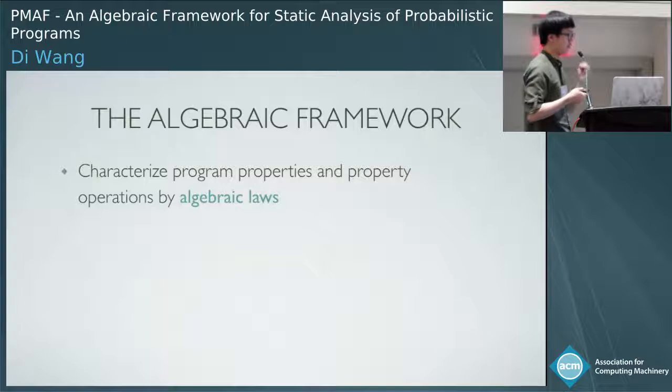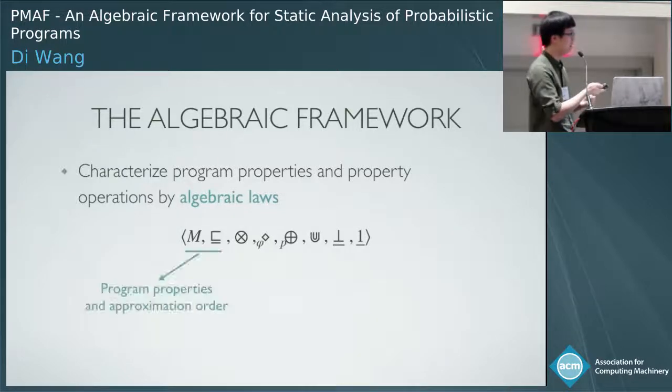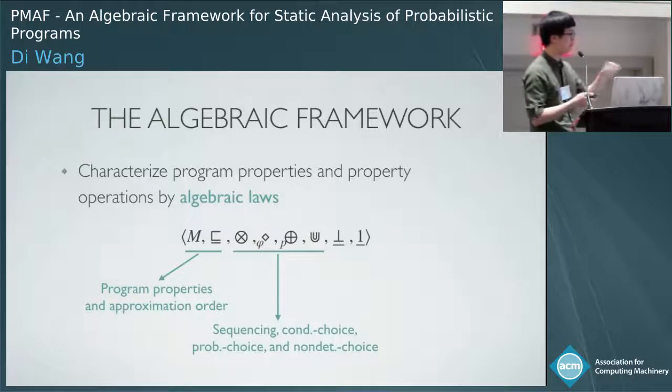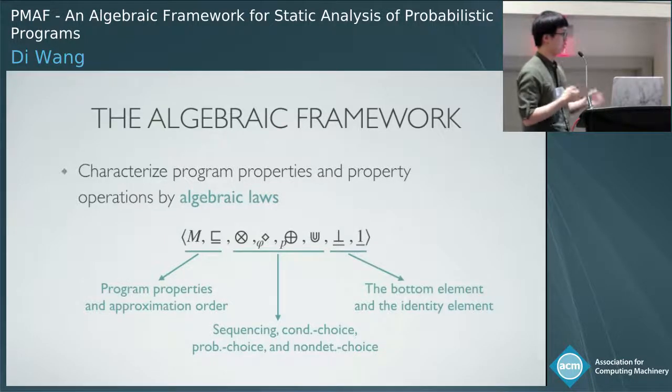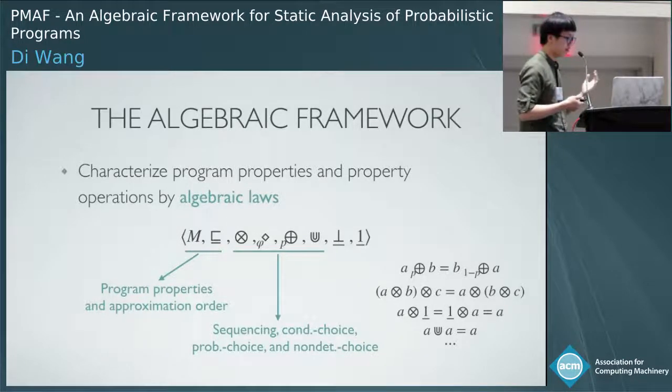Then, to make it algebraic, we categorize these properties and operations by a bunch of algebraic laws. To give a sense, we have this definition in the paper, where M is just a universe of the program properties, and the four operations in the middle correspond to all the control flow actions we want, such as composing two programs. And here are some bottom and identity elements. Besides this, we also have a bunch of algebraic laws to categorize the semantics, such as commutativity as well as associativity.